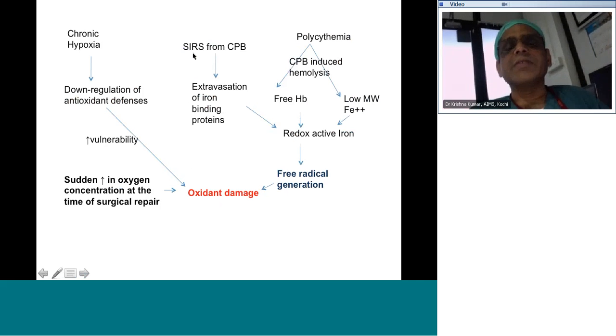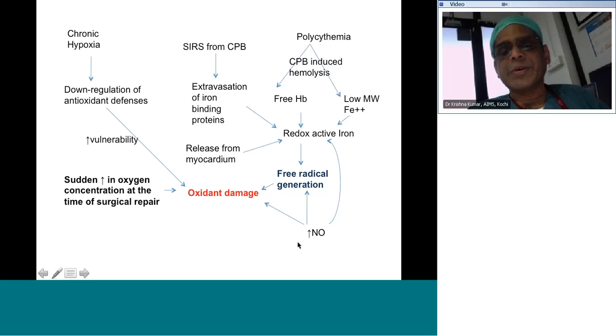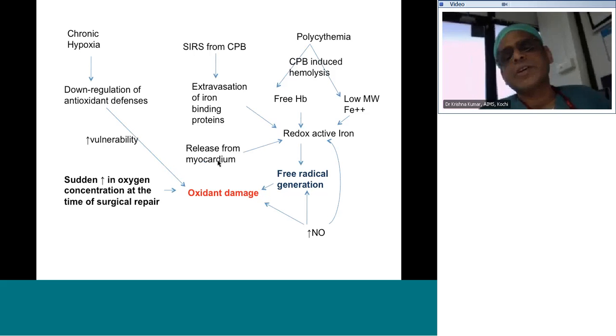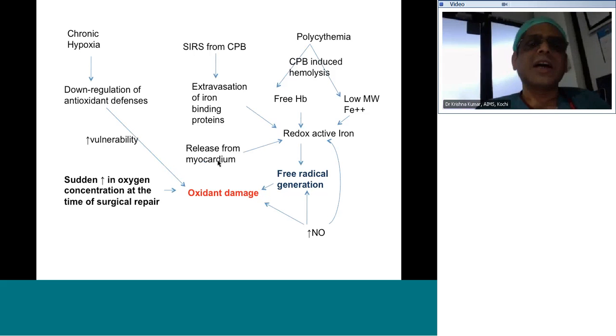Even the systemic inflammatory response results in extravasation of iron binding proteins, which increases redox active iron and can do the same thing. Inhaled nitric oxide, increased levels of it, is also known to produce this kind of damage. So a whole lot of mechanisms for oxidative damage in these circumstances, along with myocardial injury.